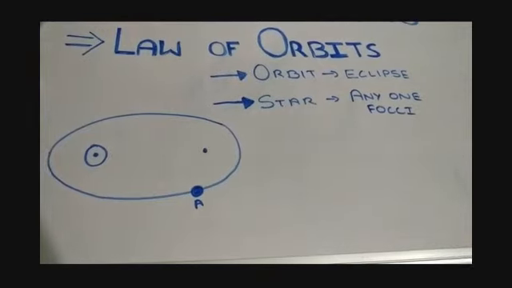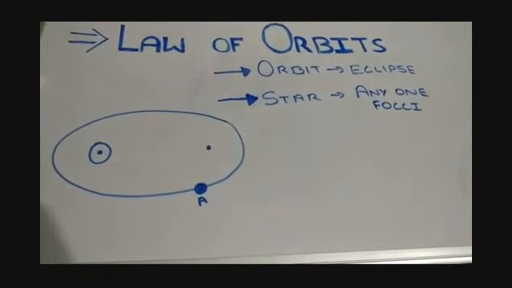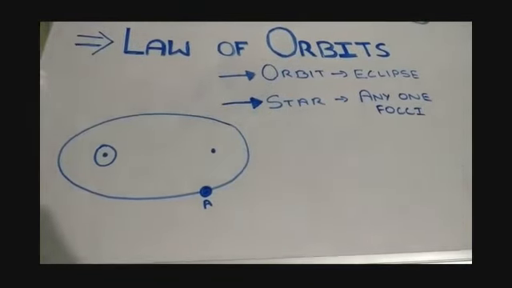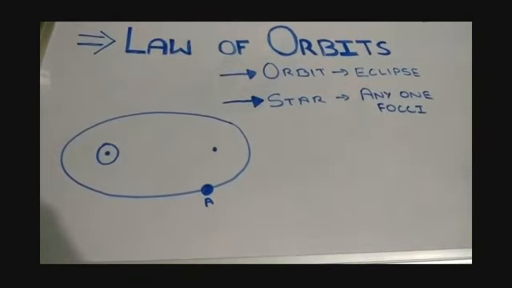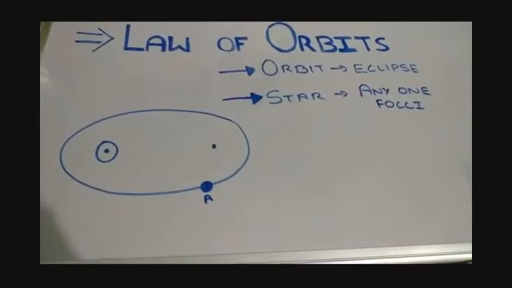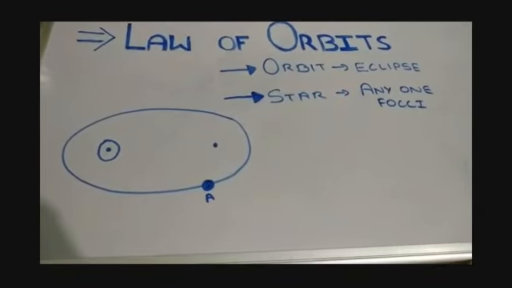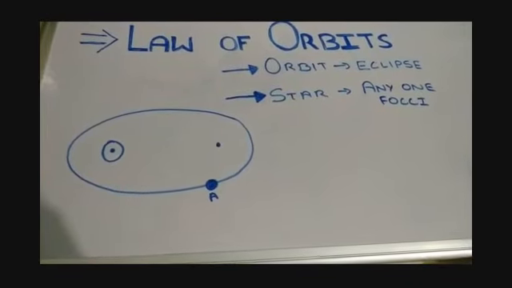Our first law, that is law of orbits, gives us information about the orbit of a planet. It says that the orbit around which a planet revolves a star is shaped like an ellipse, and the star around which the planet is revolving is situated at any one of the foci of the orbit.